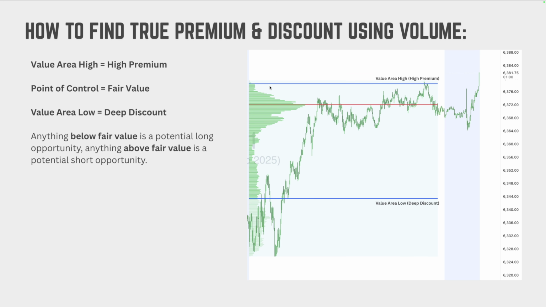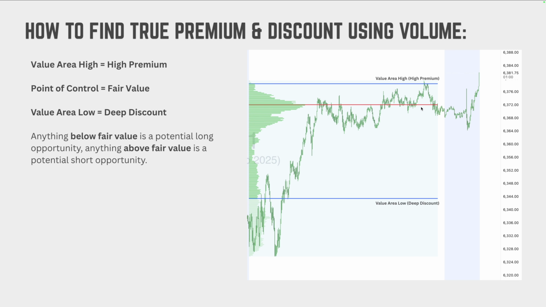Now, your value area high, which is the upper blue level, is what we call a high premium price point. So that's an expensive price point. And the value area low is deep discount. So that's where you can get your best discount entries. And then the red line here is which price had the most transactions occur, the most aggression occur, and that will be marked as your point of control.